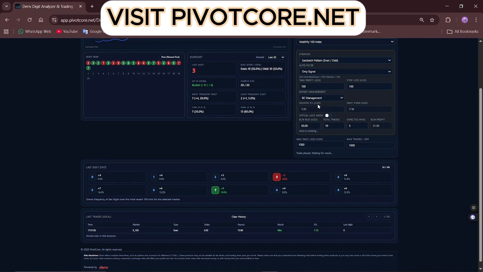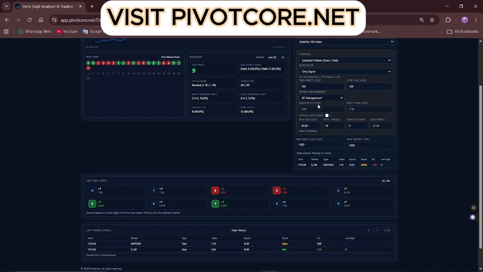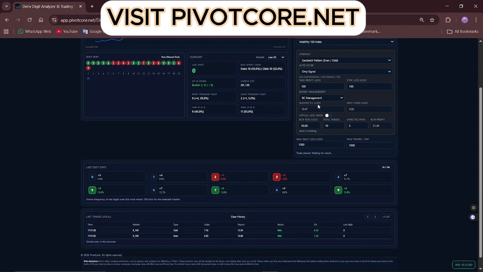Today, I'm walking you through a live session using the even odd strategy, showing you exactly how automation can work for you. One of the biggest mistakes traders make is overtrading without a plan. That's why I love the customization options here. For this session, my goal is clear and realistic.